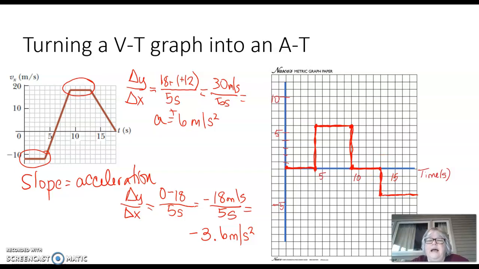The last thing for me to do is to make sure that I have a label on my graph with a unit, and this is what my graph would look like. Why don't you pause this for now and then review, make sure you get the concepts, come back when you're ready, and I'm going to be discussing the DT graph.